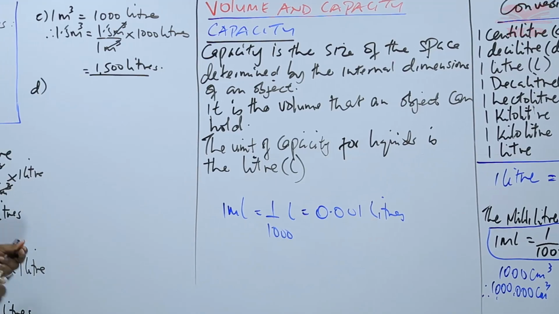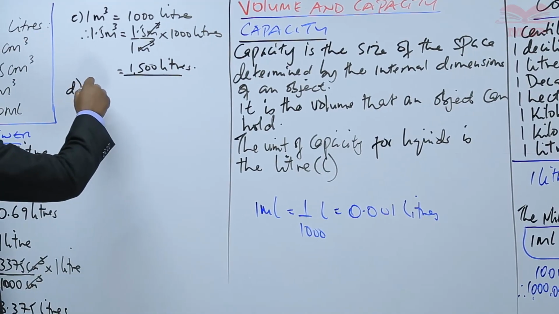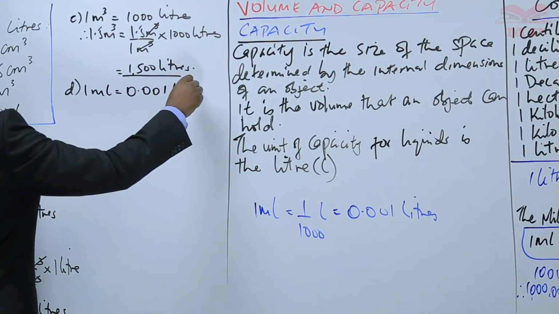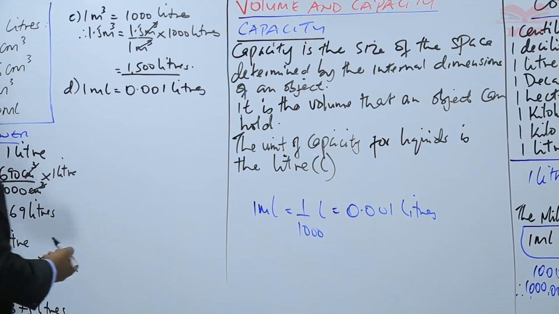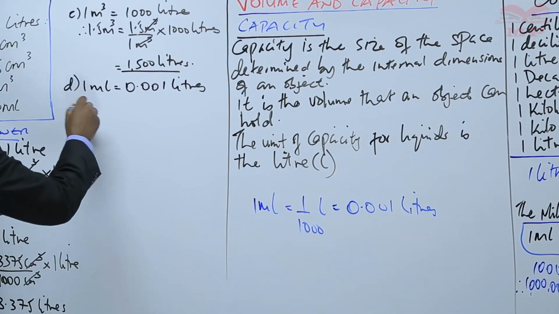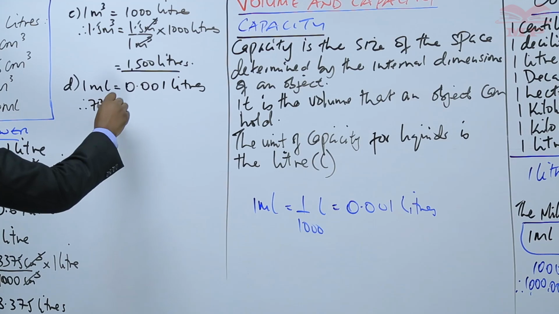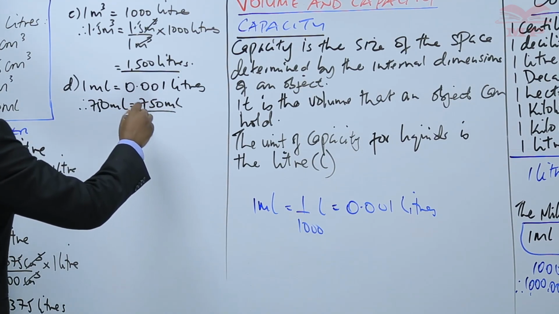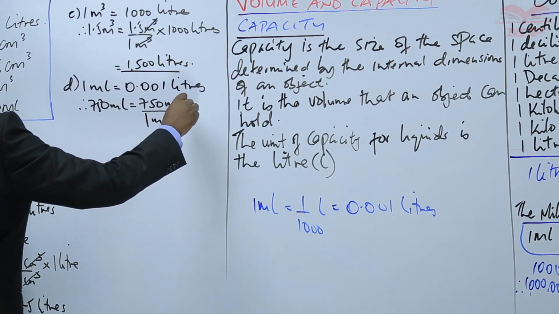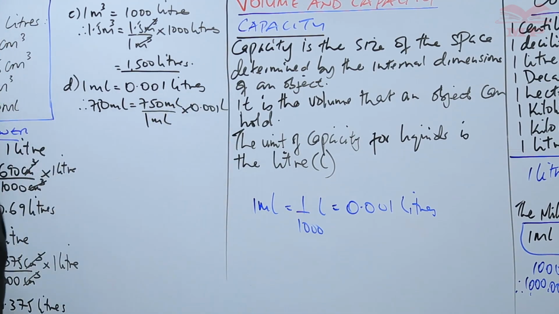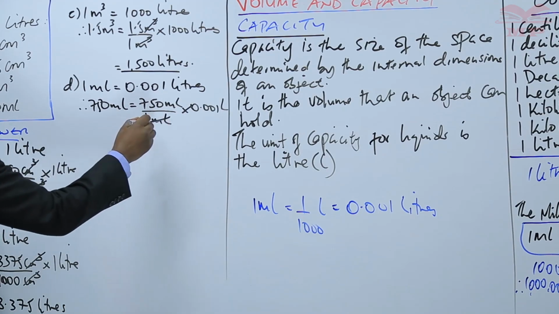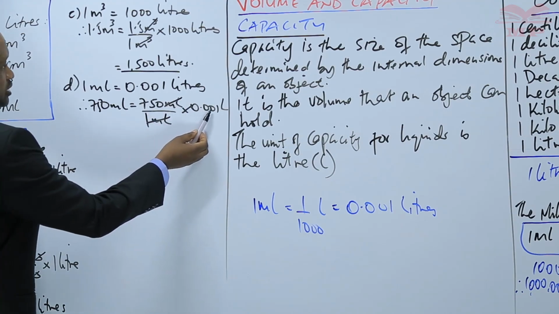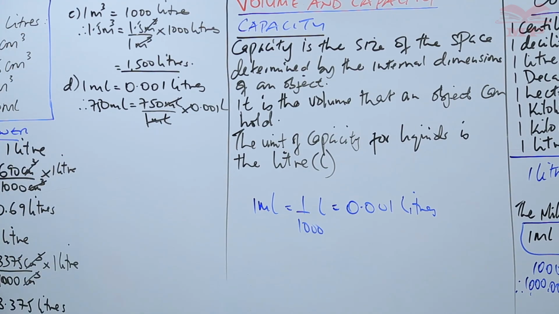So 1 milliliter is equal to 0.001 liters. This is 1,000th of a liter. Therefore, 750 milliliters will be equal to 750 milliliters divided by 1 milliliter times 0.001 liters. So these milliliters will cancel out. So we have 750 times 0.001.